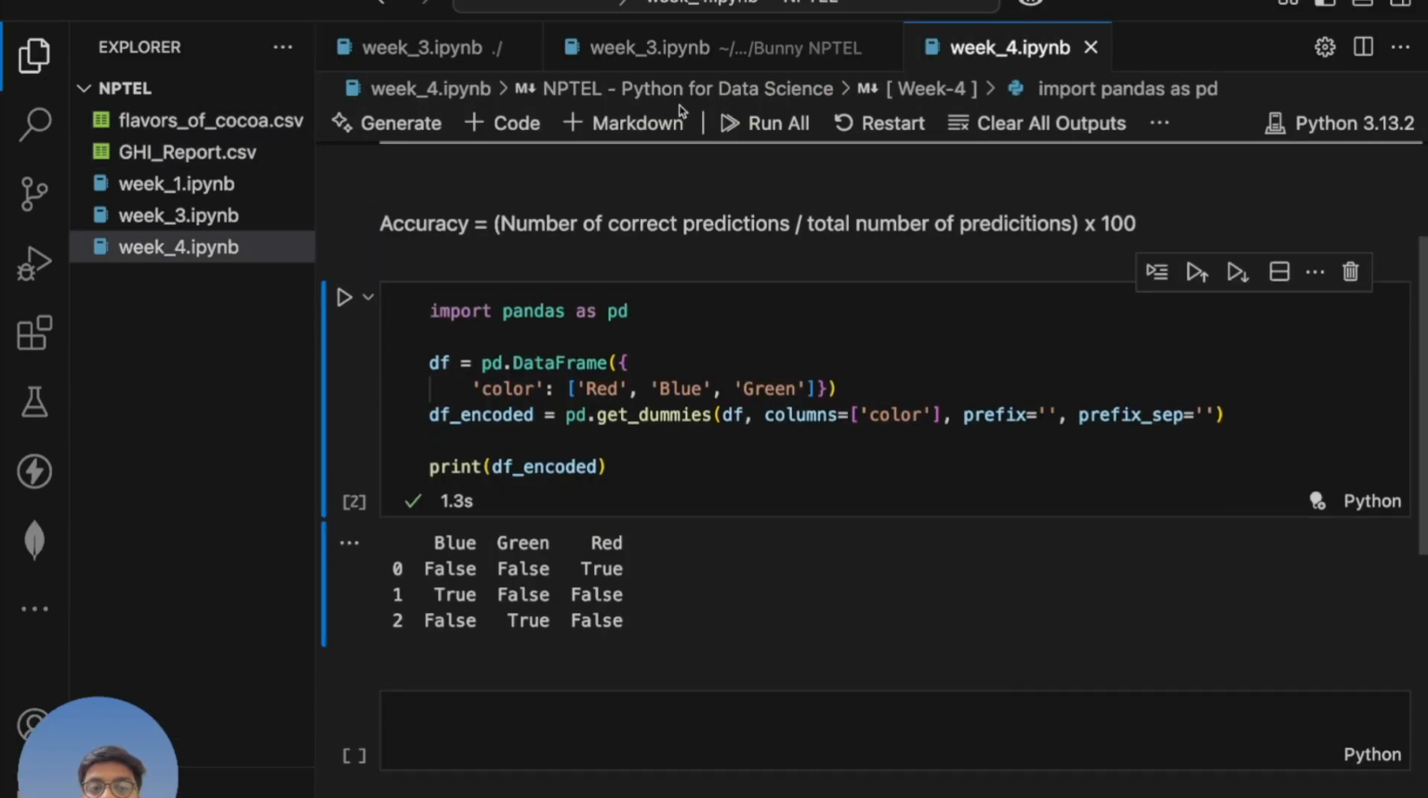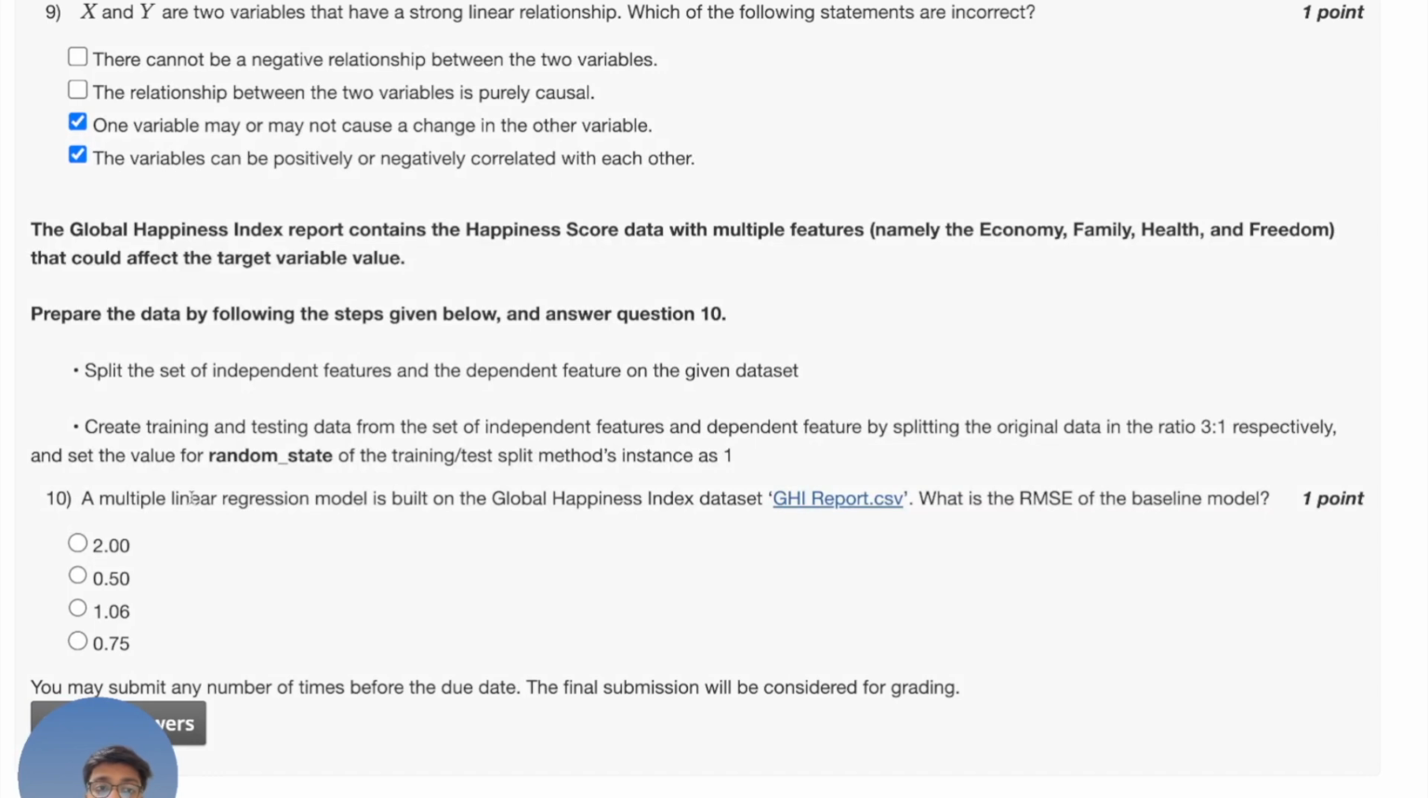So we have this particular data. What we need to do is some calculation on it. We need to build a multiple linear regression model on the Global Happiness Index, and then we need to find the root mean square value.